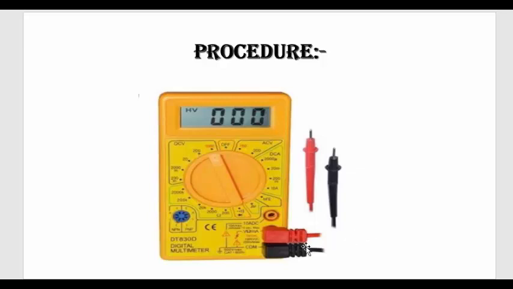These are the two terminal meters named positive and negative terminal. Both terminals are joined to the test leads, where the red color is for the positive terminal and the black color is for the negative.